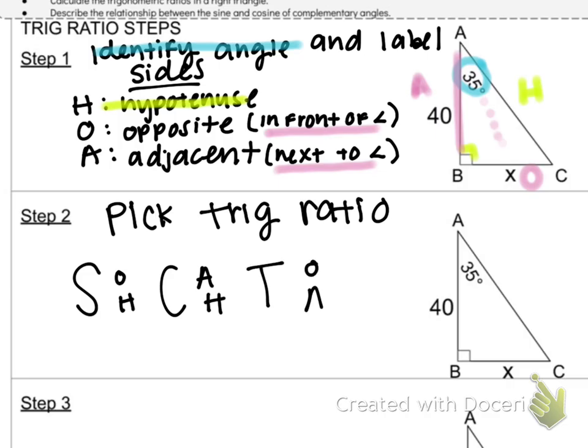So SOHCAHTOA right here is just a shorthand way of writing your trig ratios. If I was actually taking the time to write all of this out, which we did in our foldable already, this right here stands for sine of theta equals O divided by H. This stands for cosine of theta equals A divided by H. And this stands for tangent of theta equals O divided by A.